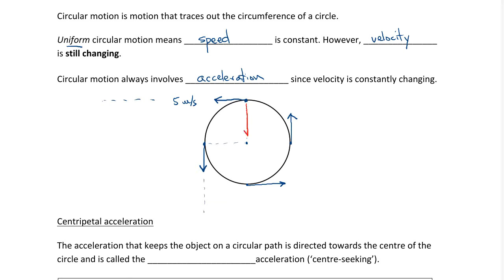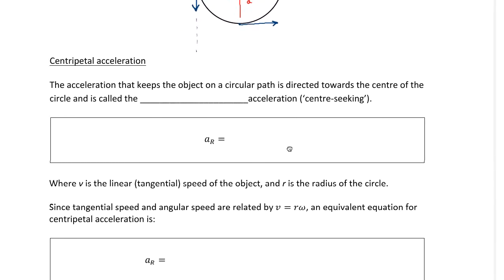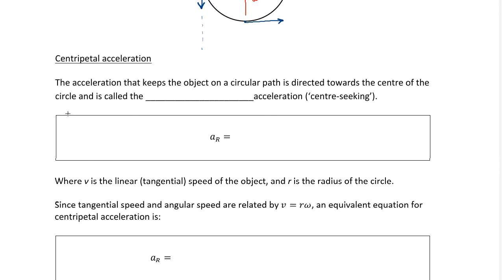So the string is accelerating the object in this direction. The acceleration is inwards when the velocity here is perpendicular to that, is tangential. So we've got a tangential velocity and an inwards acceleration. And in fact, the acceleration at all of these points points towards the center. That's what keeps the object from going off tangent to the circle. So the acceleration is always pointing to the center and pulling the object around the curve. And we call that the centripetal acceleration. The acceleration that keeps the object on that circular path is directed towards the center, and it's called the centripetal acceleration. Centripetal meaning center seeking.